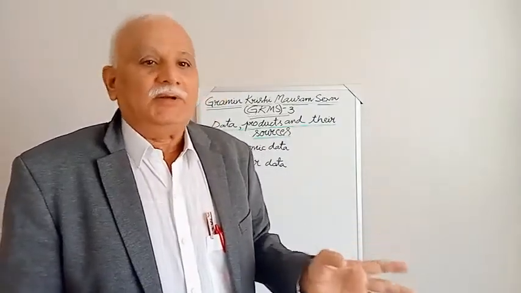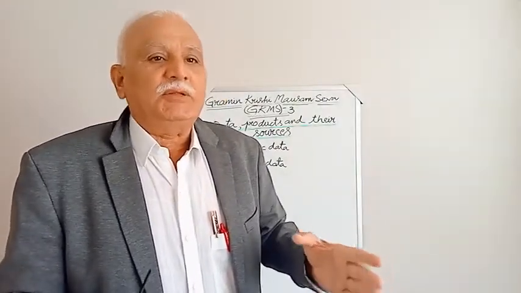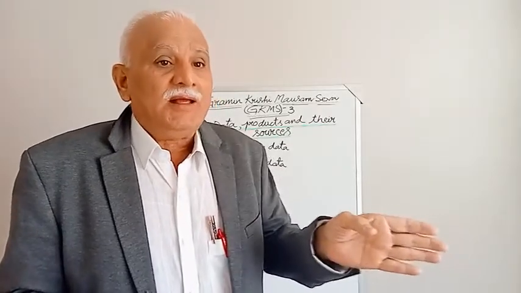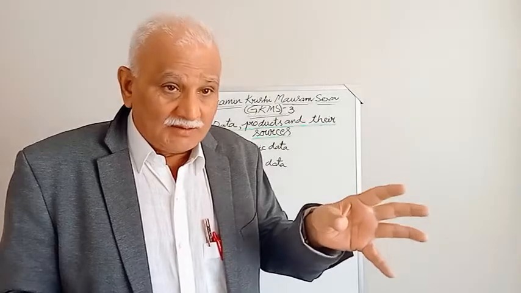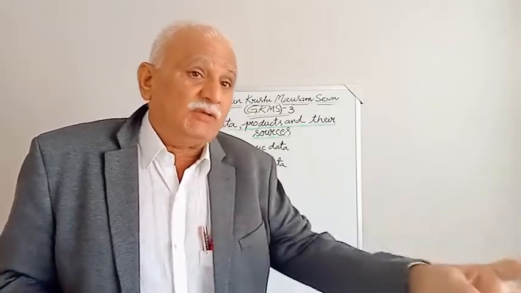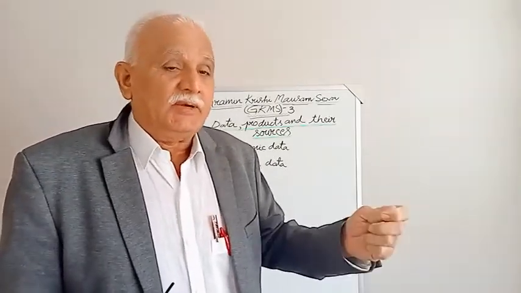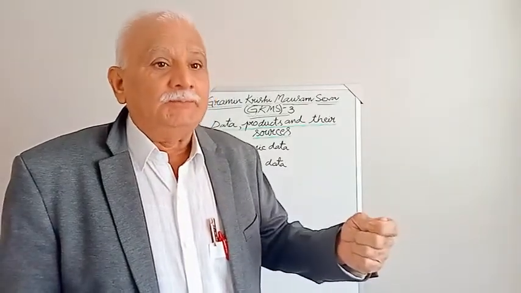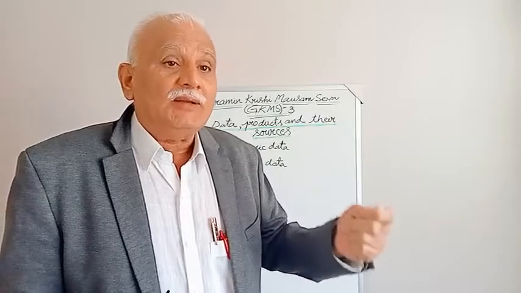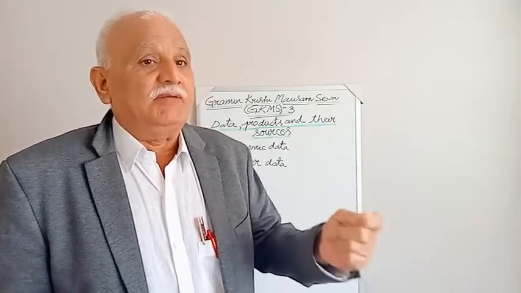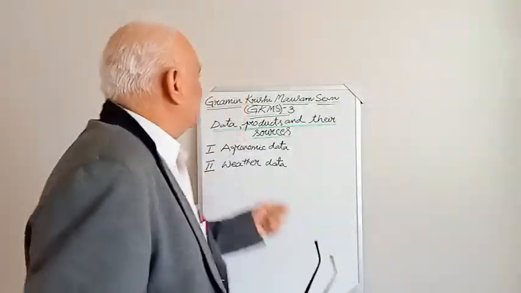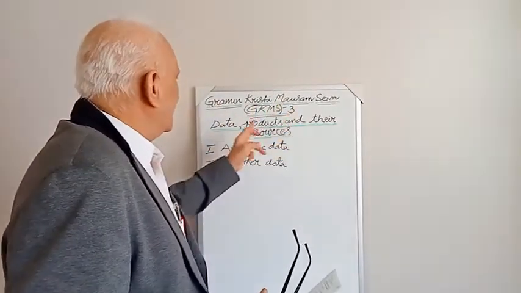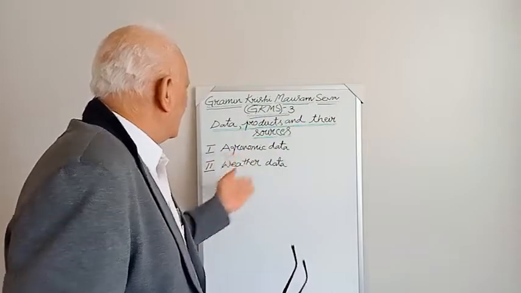We try to discuss, to impress upon you once again, to be very clear in this class, the economic data and the weather data: from which sources we get this economic data and weather data. In addition to that, some products are required to prepare the Agromet Advisory Bulletin, AAB. Now see, Gramin Krishi Mausam Seva, GKMS 3: data, products and their sources, economic and weather data.